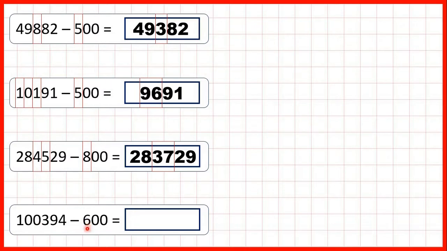Now 100,394 minus 600. If we highlight our hundreds digits, 6 is more than 3, but we go to the left, we have a 0, and we go to the left again, we just have another 0. So we need to go all the way over to our hundred thousands digits and work out 1003 minus 6. That's 997. So our answer is 99,794, because 1003 minus 6 is 997, and then the 9 in our tens and 4 in our ones stays the same.